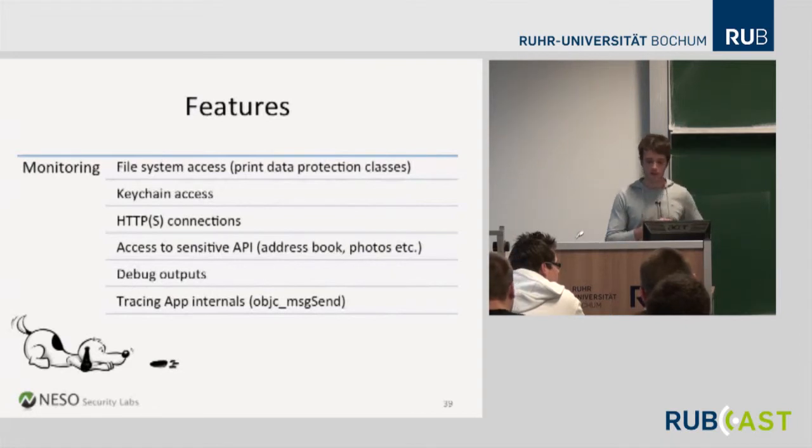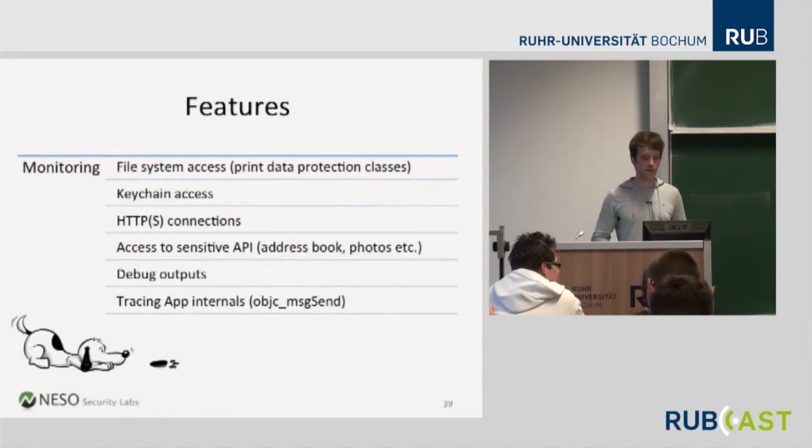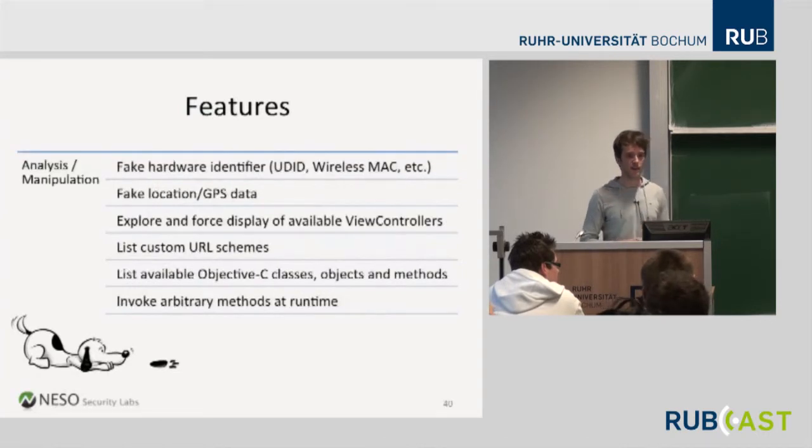We also put in a very powerful tracing feature to trace internal app method invocations. We could fake hardware identifiers. If your app relies on a static hardware identifier like a unique device ID or wireless MAC address, you could fake it from the web interface. We could modify location data.